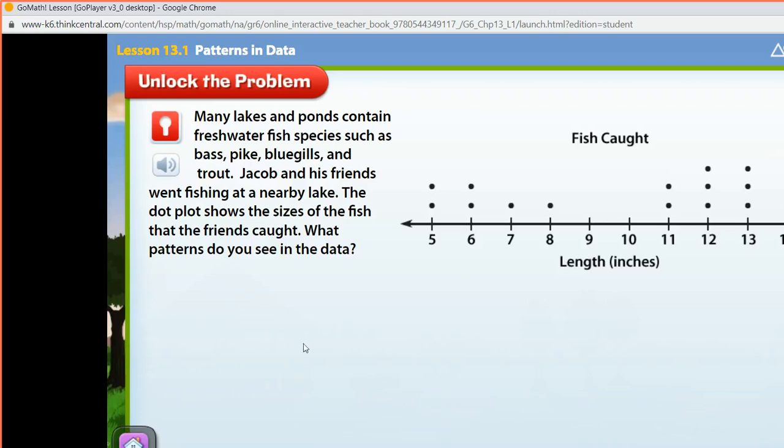Okay, then let's continue. To identify any patterns, let's analyze the dot plot. To determine patterns from the dot plot, look at where the dots occur. First, look for gaps within the data. What's a gap? A gap is an interval that contains no data. There is no data here, and there is no data here. Then we call them a gap, Ali and Saif.